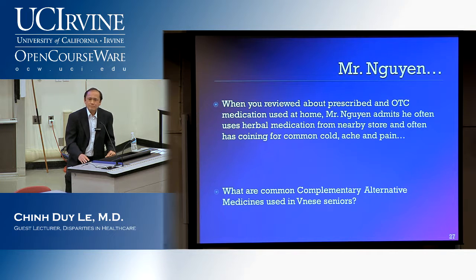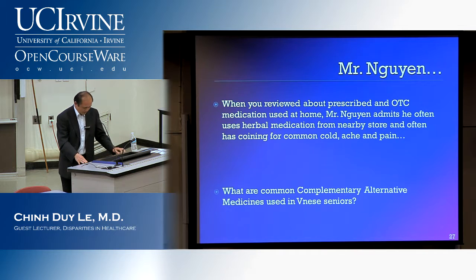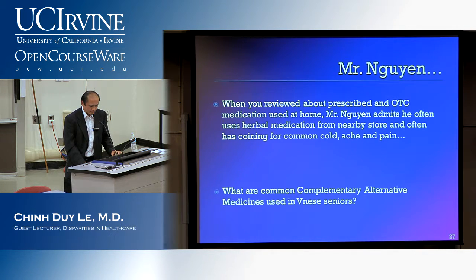So when we asked Mr. Nguyen what medication he uses at home, he admitted that he used some over-the-counter medication, some herbal medication, and he often has coining when he gets a cold or ache or pain. With that information, what do we think about Vietnamese people? Coining and herbal medication are part of the group we call complementary alternative medicine, and it's very commonly used in Vietnamese people.